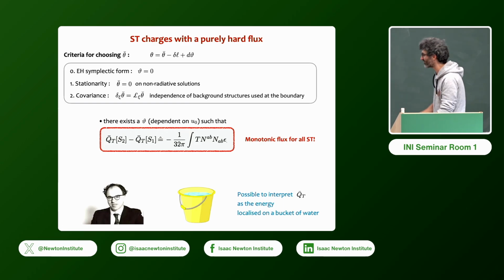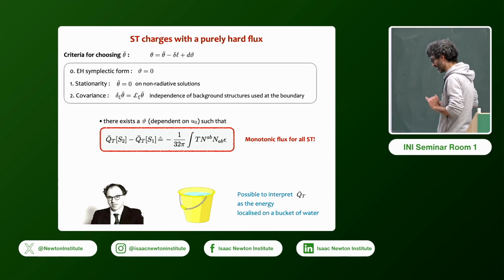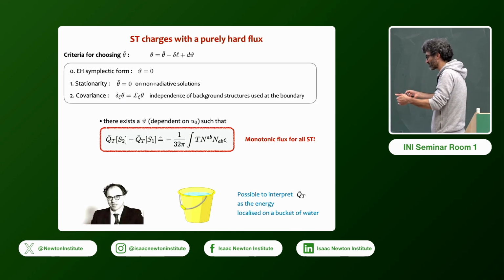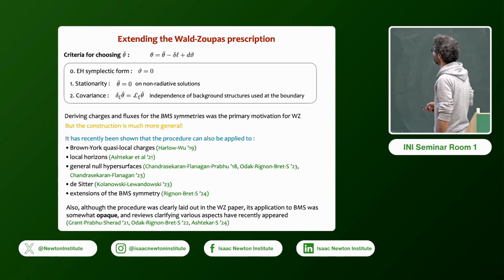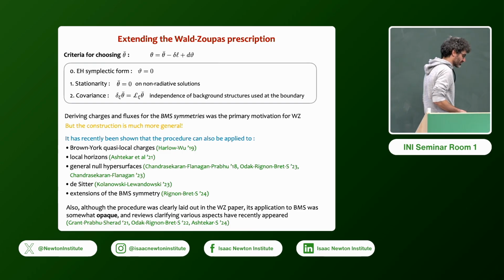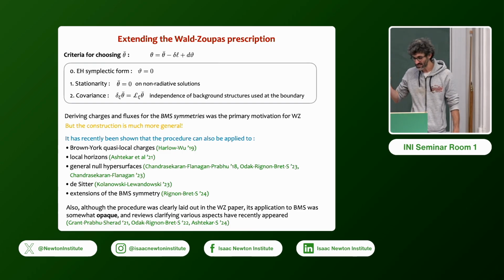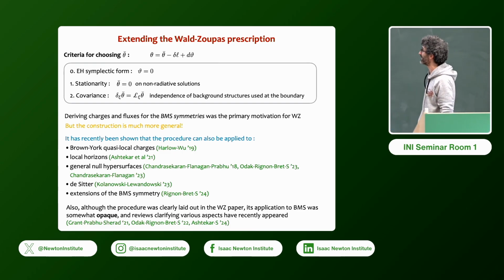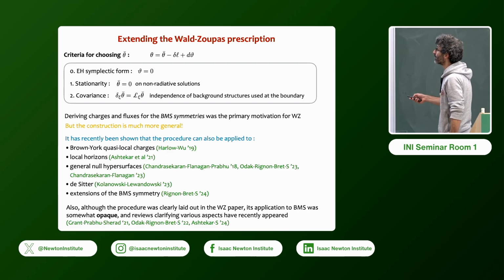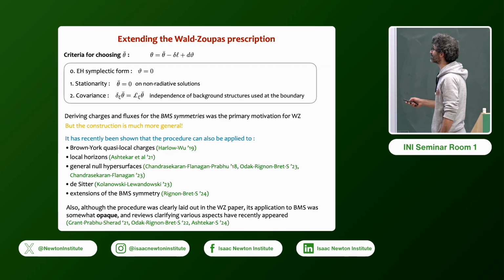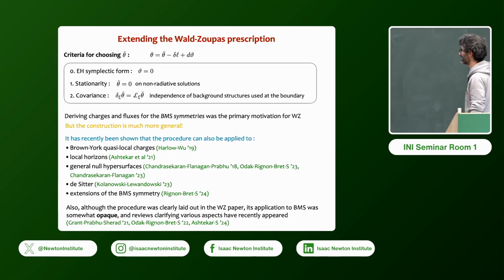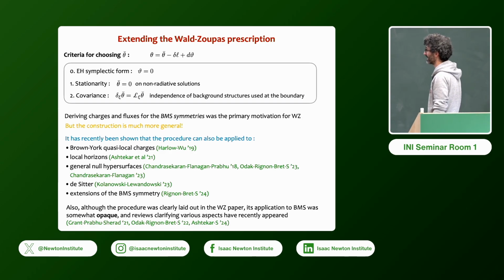dissipation of energy on some bucket of water. So there are interesting things that you can do by extending the Wald-Zoupas construction and allowing for this var theta. And in fact, even though Wald-Zoupas used this construction to get the BMS charges, it has found since many, many more applications to Brown-York quasi-local charges, to local horizons, to general null hypersurfaces, to de Sitter, and in particular to extensions of the BMS symmetries.